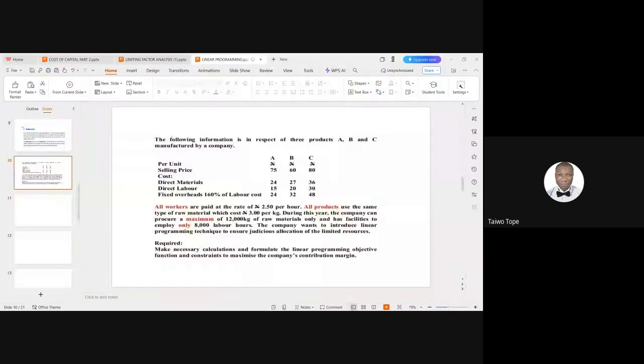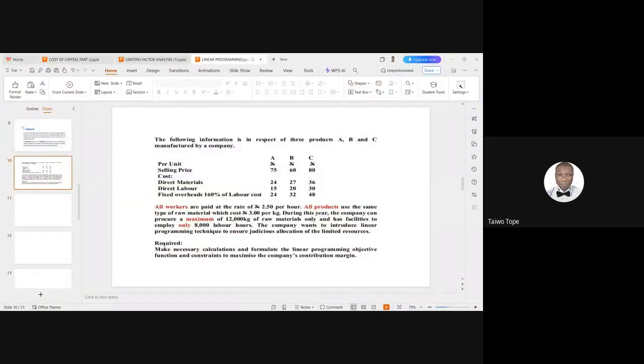So these are some of the understanding you must have, because in formulating your inequality, you need the per unit value of each of those limited resources. In this question, it is not given, so you need to determine that yourself.